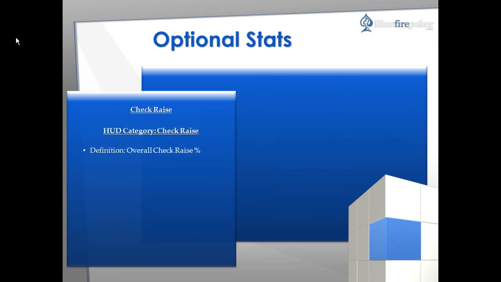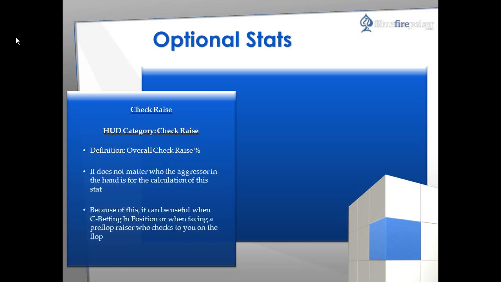Next, we'll look at a couple optional stats. First of which is the check raise, and it's in the HUD category of check raise. And the definition for the stat is their overall check raise percentage. For this stat, it does not matter who the aggressor in the hand was for the calculation of this stat. Because of this, it can be useful when you are c-betting in position or when you are facing a pre-flop raiser who checks to you on the flop. If in either of these situations the player has a very high check raise percentage, it might be beneficial to check behind unless you have a very strong hand.